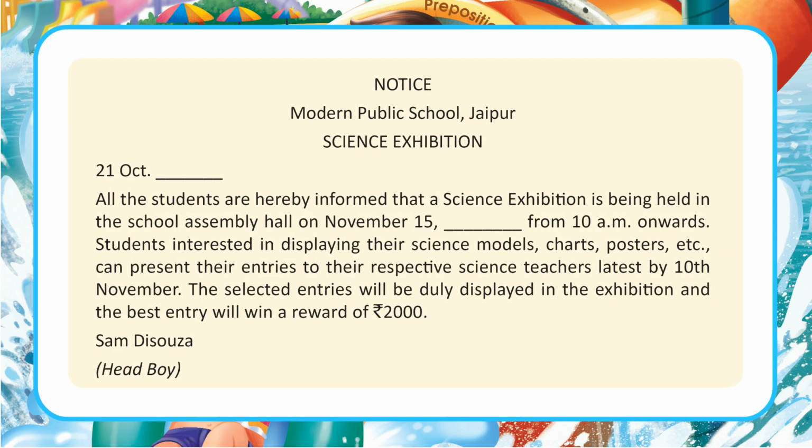Notice: Modern Public School, Jaipur. Science exhibition. The 21st of October. All the students are hereby informed that a science exhibition is being held in the school assembly hall on November 15th, from 10 a.m. onwards. Students interested in displaying their science models, charts, posters, etc., can present their entries to their respective science teachers latest by 10th November. The selected entries will be duly displayed in the exhibition and the best entry will win a reward of 2,000. Sam D'Souza, head boy.